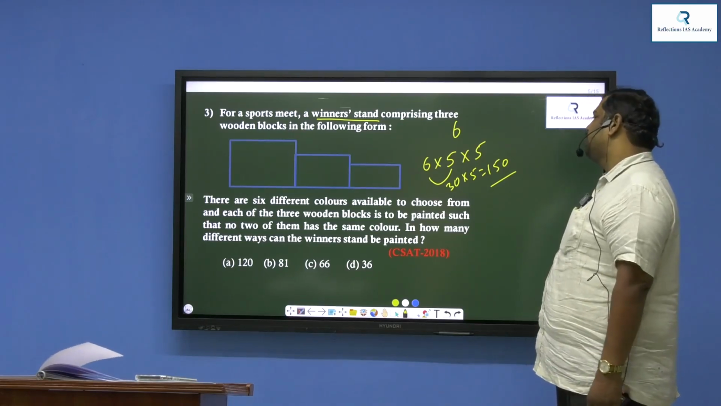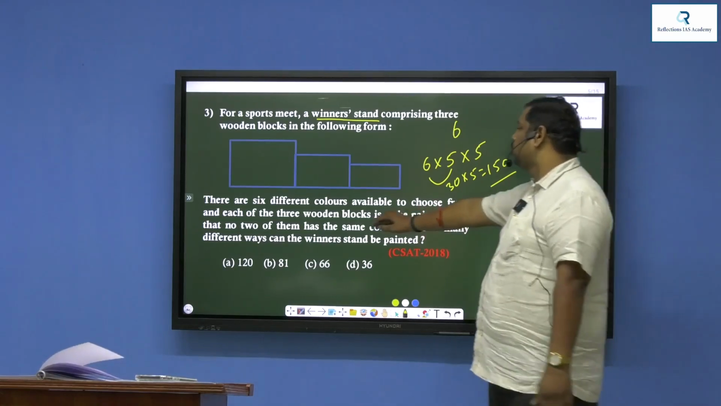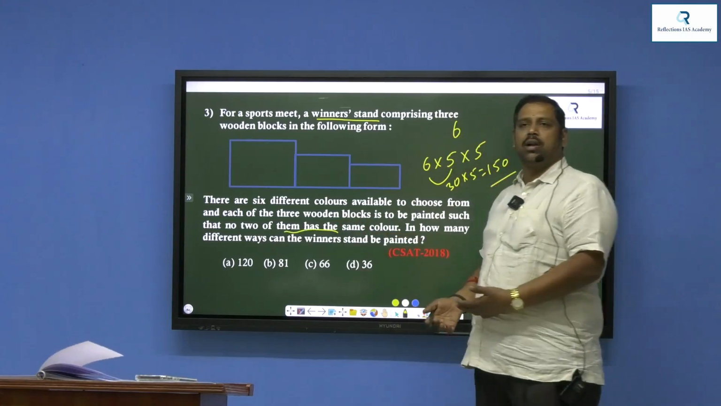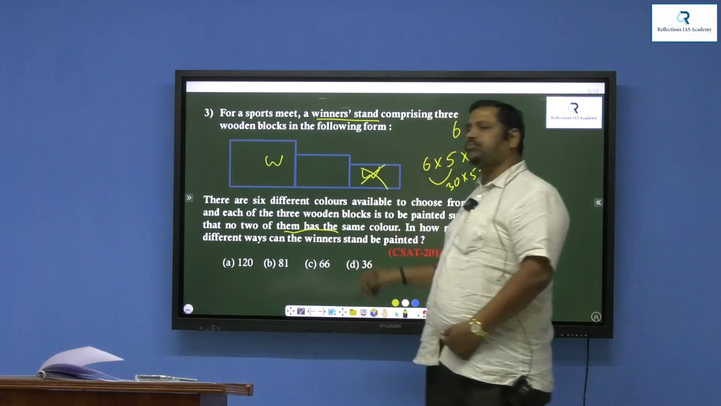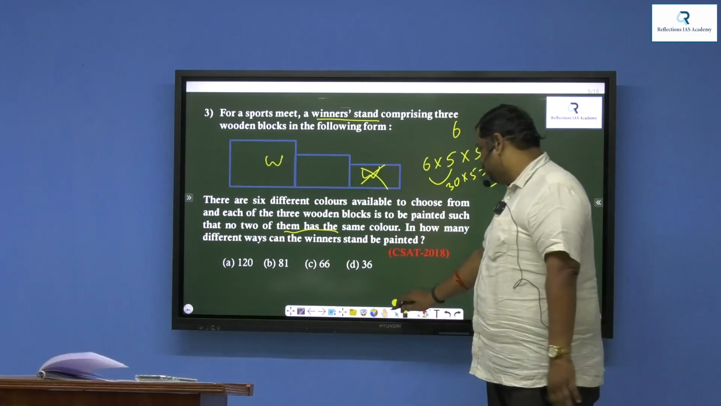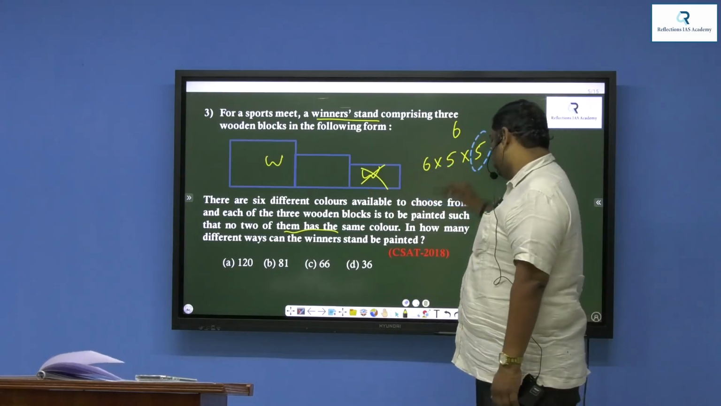And each of 3 wooden blocks is to be painted such that no 2 of them has the same color. Oh my god, not no 2 adjacent. No 2 of them has the same color. Okay, no 2 means if it is white, this should also not be white. All are different only. Then it will be 6 into 5 into 5 or 6 into 5 into 4? 6 into 5 into 4.